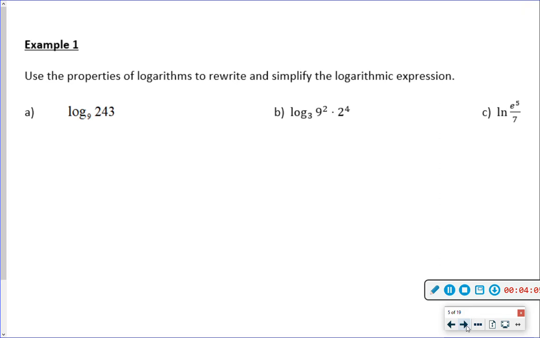Okay, use properties of logarithms to rewrite and simplify. Now, I know there's that log function in your math menu of your calculator.